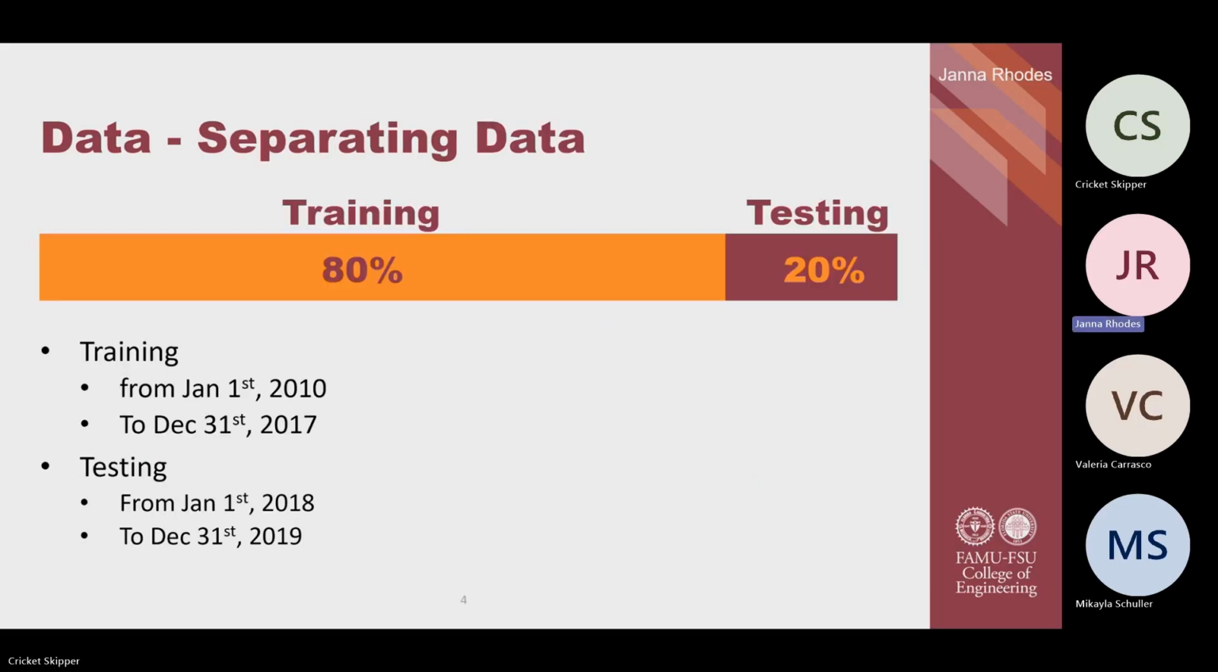Next, the data was divided into training and testing sets. 80% of the data from 2010 through 2019 was used for training the model so it could learn patterns between weather conditions and launch outcomes. The remaining 20% from 2018 through 2019 was reserved for testing to evaluate how accurately the trained model could predict go or no-go launch decisions on unseen data.